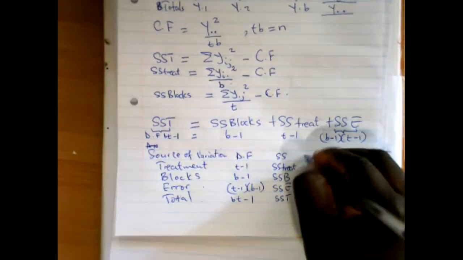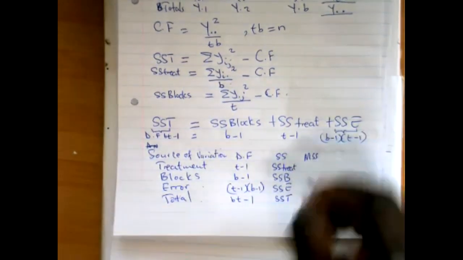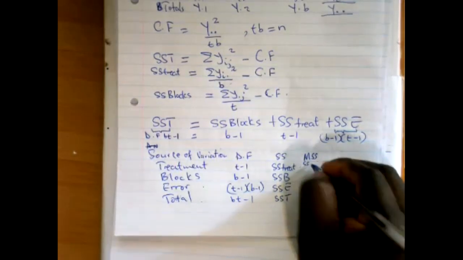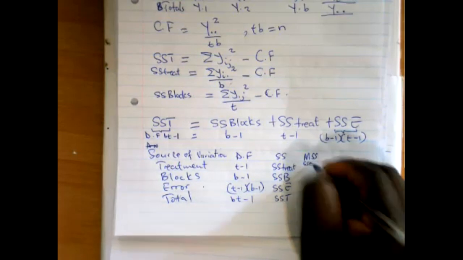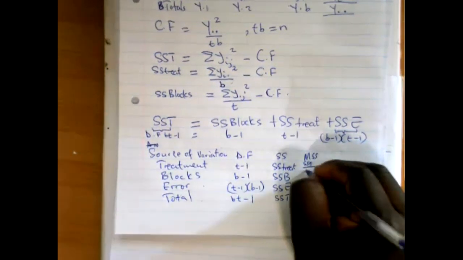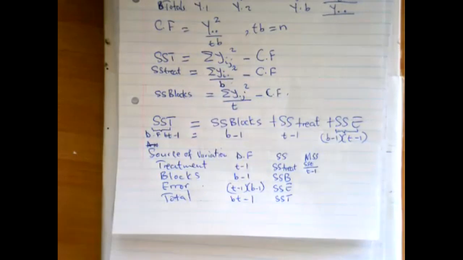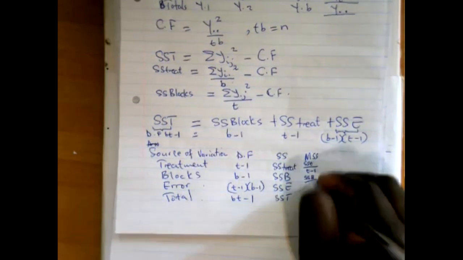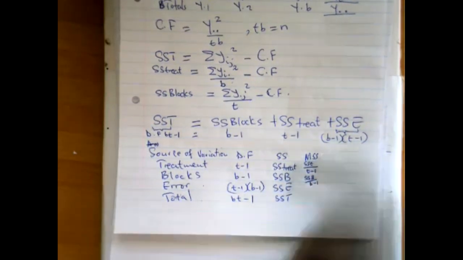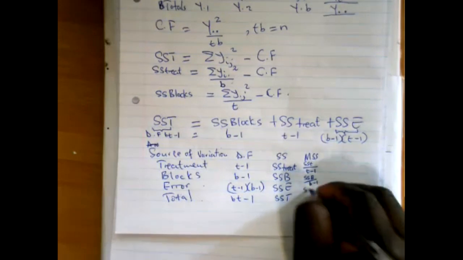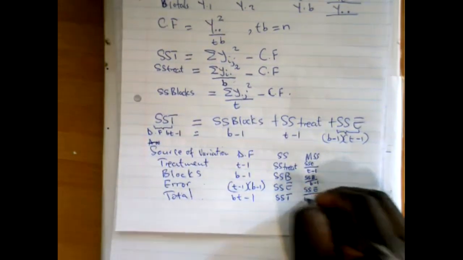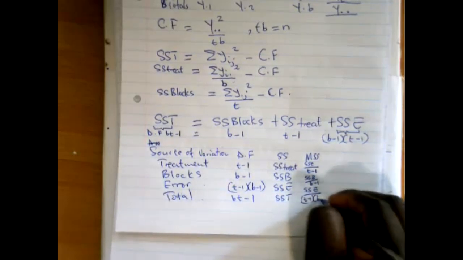Mean sum of squares will be SS treat divided by T minus 1. This is very, very important. Each sum of squares is divided by its degrees of freedom. SSB divided by B minus 1. SS error divided by T minus 1, B minus 1.